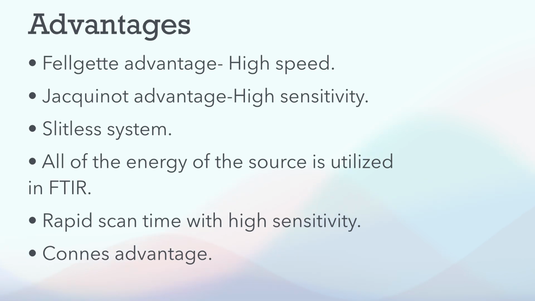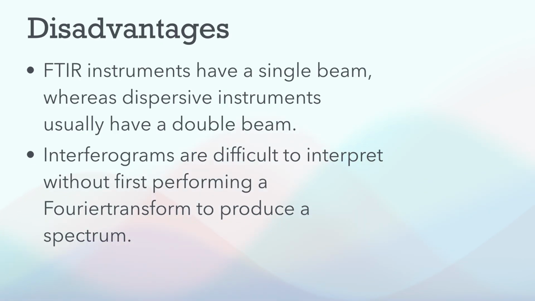Connes' advantage. Disadvantages. The first one is that FTIR instruments have a single beam, whereas dispersive instruments usually have a double beam. The second one is that interferograms are difficult to interpret without first performing a Fourier transform to produce a spectrum.